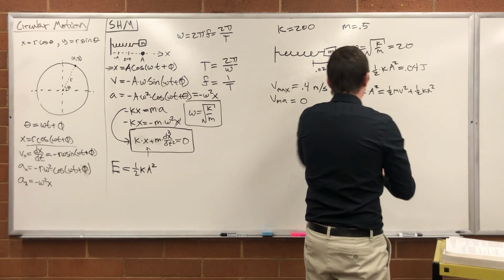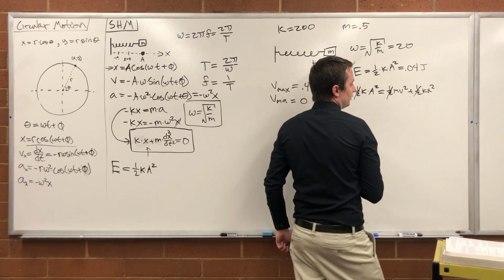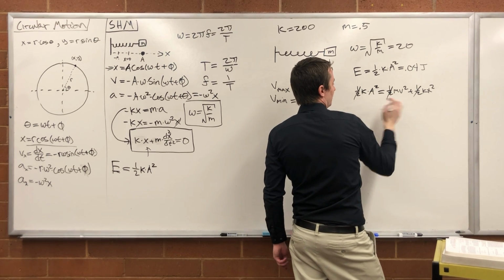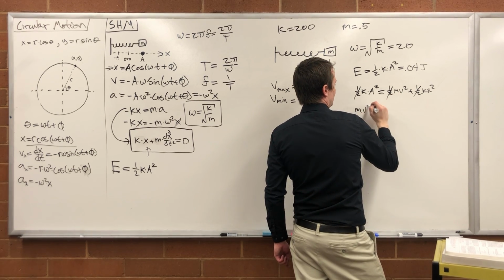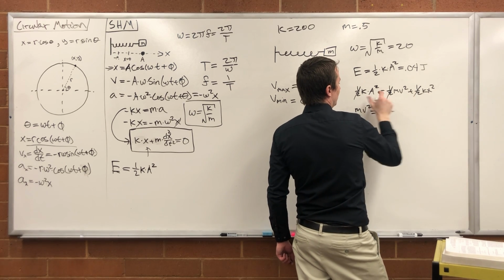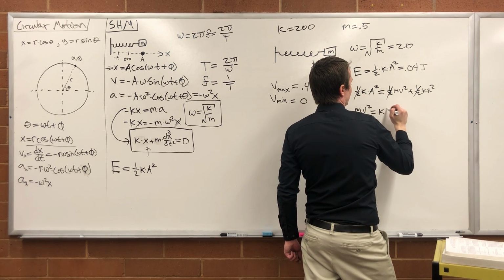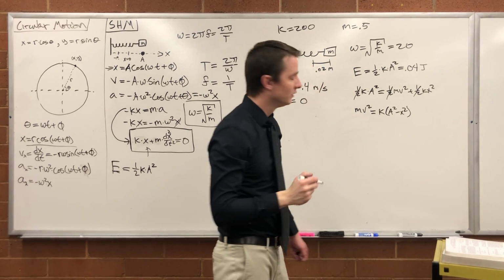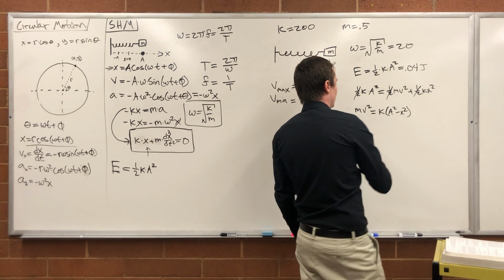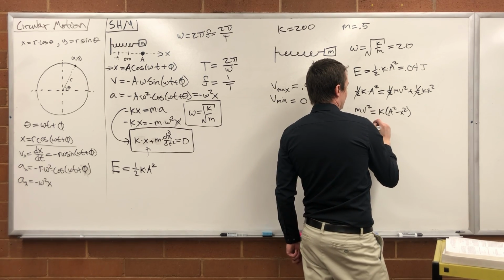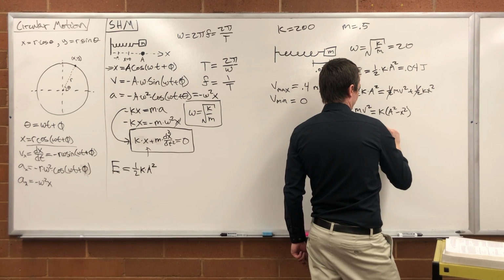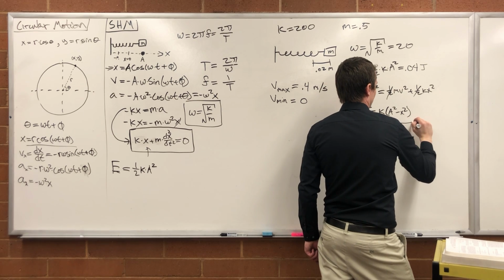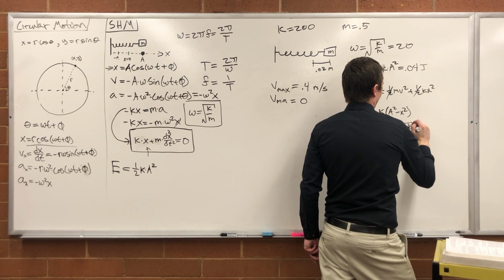So, get rid of 1/2 everywhere, right? Move this to the other side. But I'm going to write my MV squared first. So MV squared is equal to this minus this, so we can pull the K out. K times A squared minus X squared. With me? Divide both sides by M and take the square root. So V is equal to plus or minus the square root of K over M times the square root of A squared minus X squared, which is what they have.